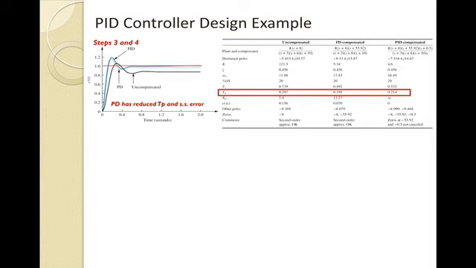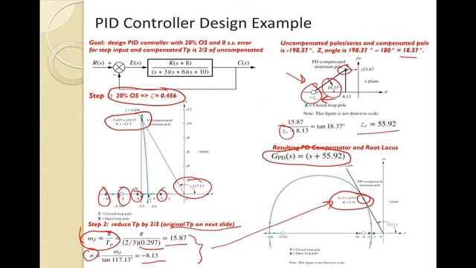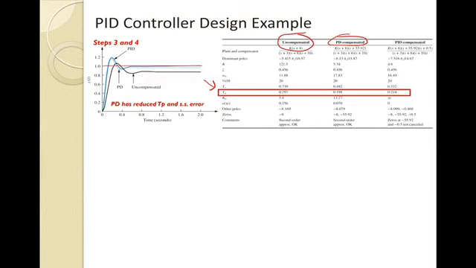Now, steps 3 and 4, what I would say is we want to do some simulations. So here's our table again, our uncompensated, then our PD compensated system here. The first thing you'll notice is this TP time, which is down by a factor of roughly 2/3. And so you'll see that there as the TP for the PD compensated system.